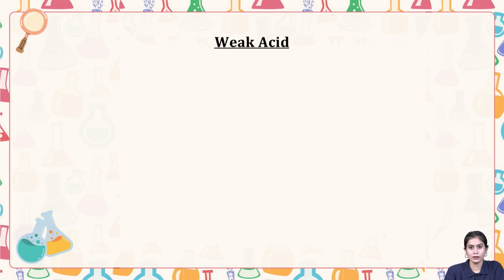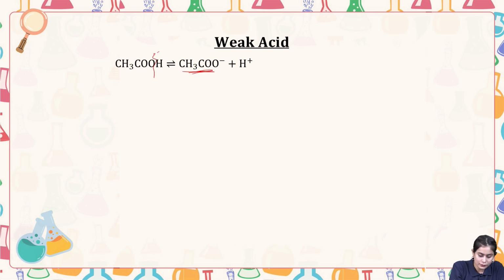The very common example of weak acid we take is acetic acid, CH3COOH. How does it dissociate in water? Now why is it called weak acid? Because it does not dissociate completely in water. Even if it dissociates partially, how does it dissociate? It dissociates like this: CH3COO- and your H+ ion, and since it is giving this H+ ion, we call it an acid, right?